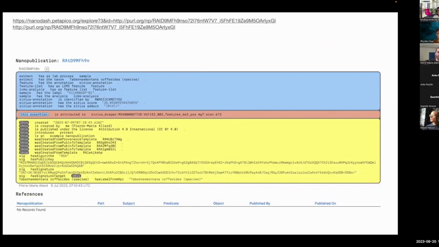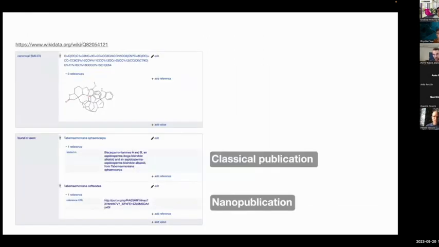So you have here a nanopublication documenting the occurrence of a given compound by a defined mass spectrometric experiment in a specific sample. And so this nanopublication now benefits also from a permanent identifier and can be used in this case to document the occurrence of this specific chemical compound in parallel to a classical publication.